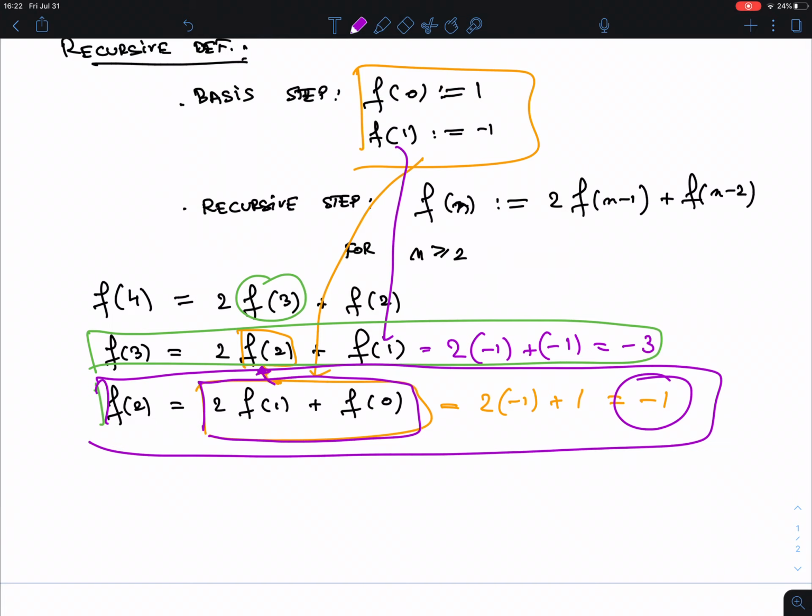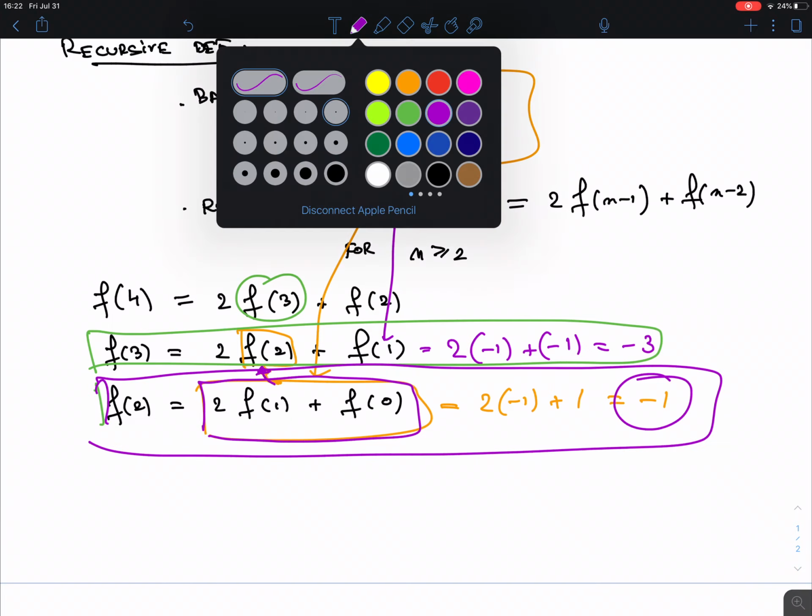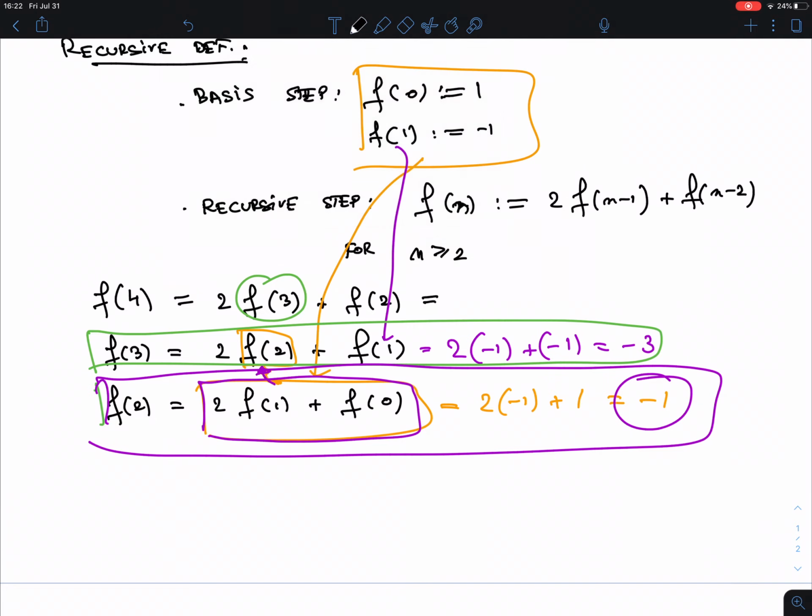Okay. So we plug both of these in here. I hope I don't need to do this with too many colors, otherwise we're going to get seasick. Okay, 2 times F3, so 2 times minus 3, right? This value here, F3, is minus 3, and then F2, that is negative 1. So plus negative 1. So this is minus 6 plus 1, which is minus 7.